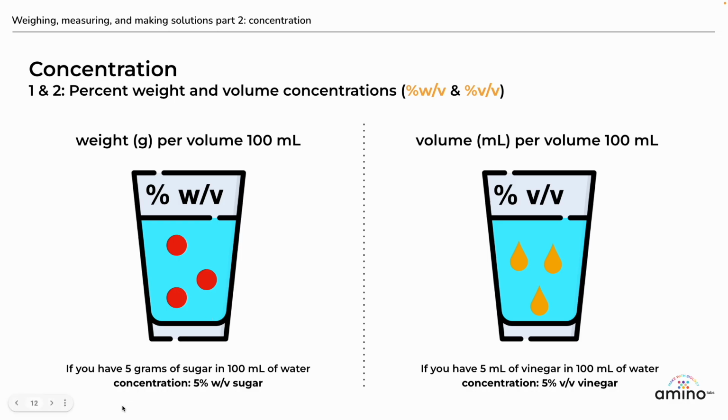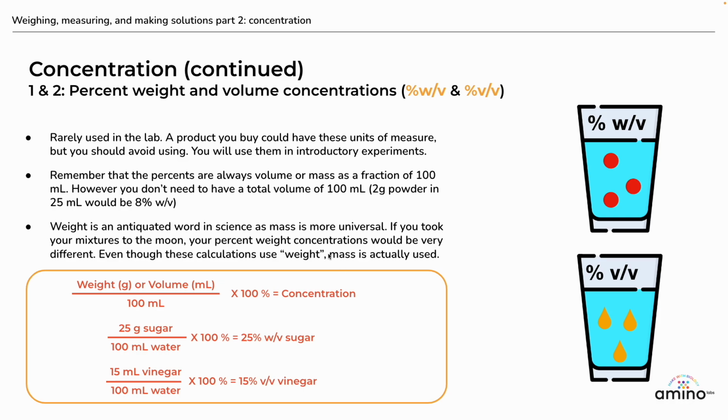And so just to give a couple examples here, if you have 5 grams of sugar in 100 milliliters of water, your concentration would be 5% weight per volume of sugar. Okay? If you had 5 milliliters of vinegar in 100 milliliters of water, you would have 5% V/V, volume vinegar. Okay? And that's simply by dividing 5 over 100 and timesing by 100%.